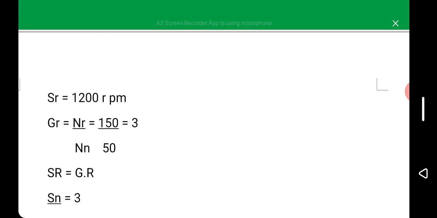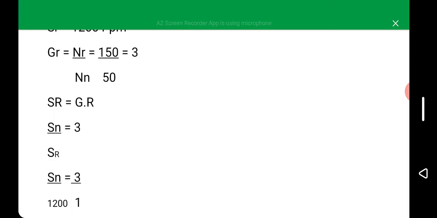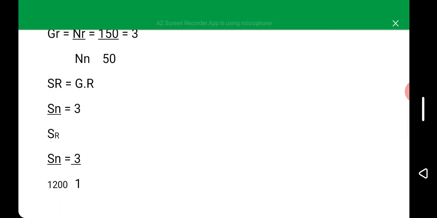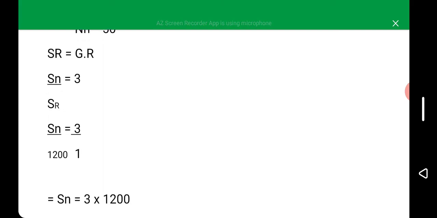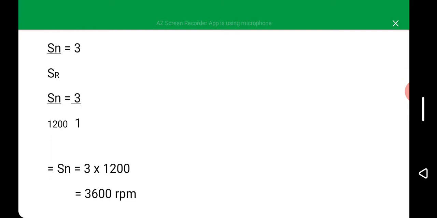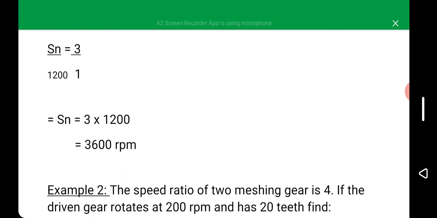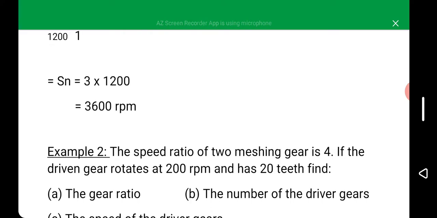Now, from the relationship, we say that SR is equal to GR. From there, you bring the formula of SR, which is Sn over Sr, which is equal to the gear ratio, which is 3. You substitute the value of Sr because it is given in the question to be 1200. When you substitute it, the next thing you do is cross multiply. Sn will multiply 1, and 1200 will multiply 3, which will give you 3600 revolutions per minute. Now, that is the final answer to that question.